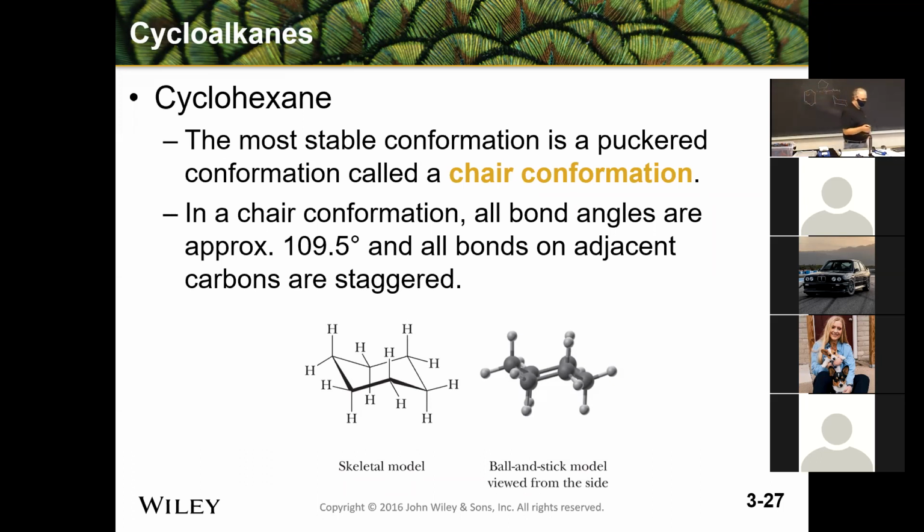But again, as the model depicts, there's nothing that requires that all of these be in the same plane. The ring is capable of folding, and the most stable conformation is this one. The four carbons here in the middle are in the same plane. One is below and one is above. And this is called the chair. Here's the seat, here's the back, here's the footrest on the chair.